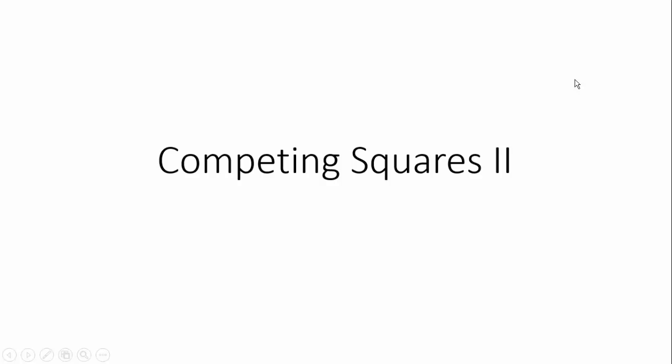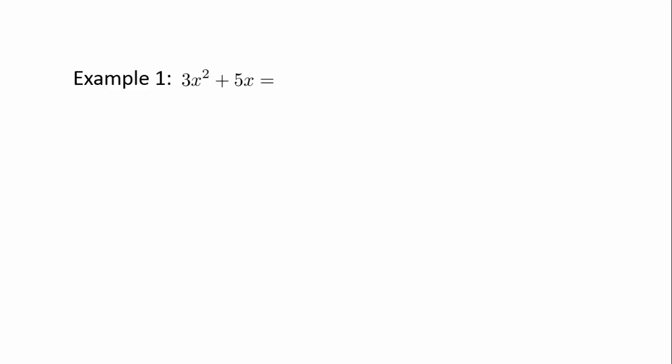In this video, we will discuss two more examples in completing squares. So the first example is 3x squared plus 5x. Here, the coefficient of x squared is 3, which is not 1. It's different from the examples we've seen in the first video. Now, what do we need to do here to complete the square?